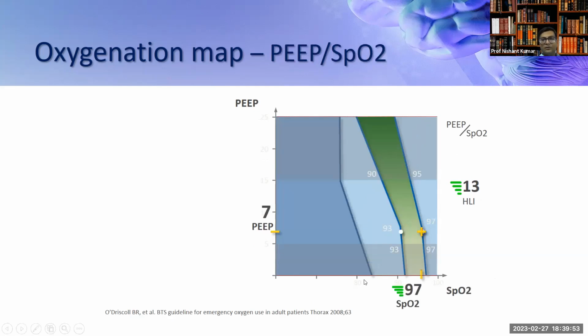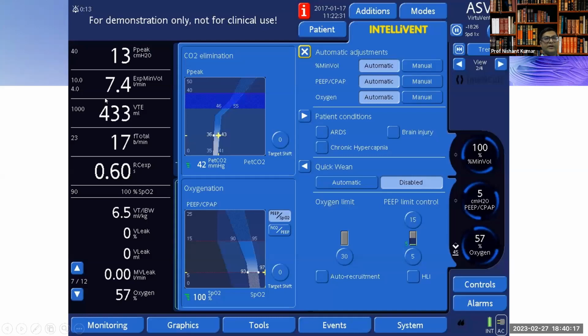Okay, so here we set the PEEP levels. If the saturation is okay, no change. If the saturation is low, it will increase the PEEP and FiO2 depending on the user limits that you have set and depending on the ARDSNet protocol. Okay, so that is how you set it.